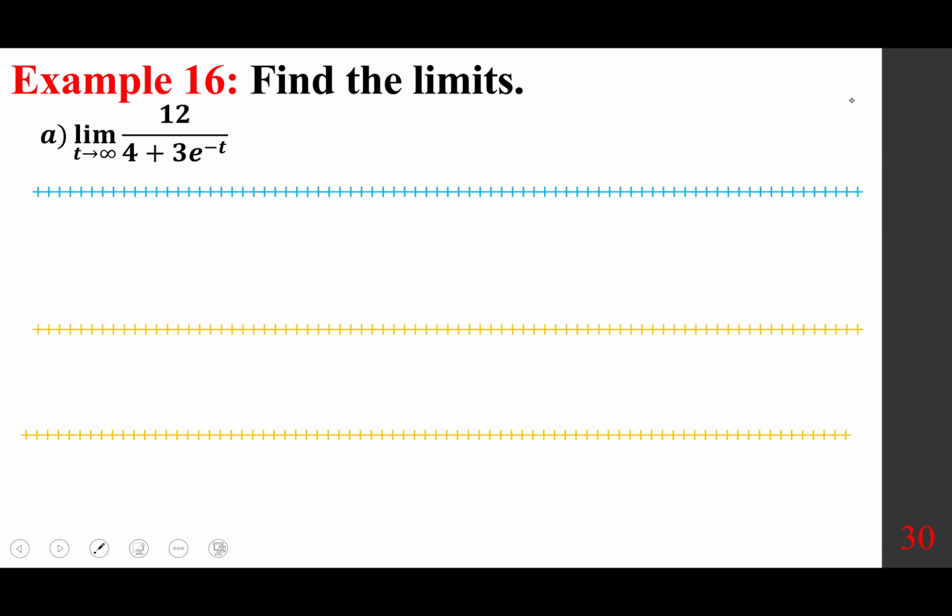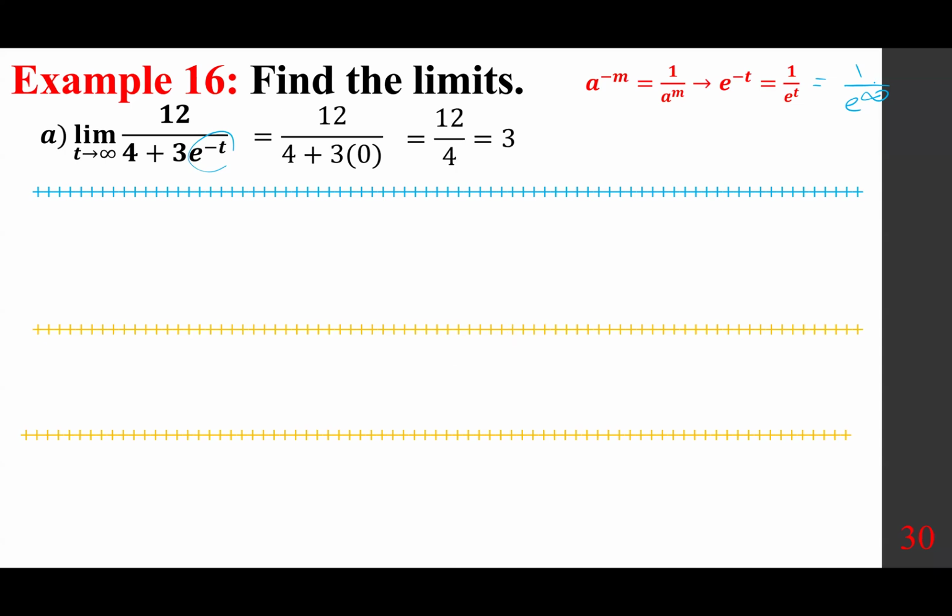What about here? Just plug in. E to the power of minus infinity is 0, and here's the reason. A to the power of minus m is 1 over a to the power of m. So e to the power of minus t is 1 over e to the power of t, which in this case means 1 over e to the power of infinity, which means 1 over infinity, which means 0. So the answer is 12 over 4 or 3.